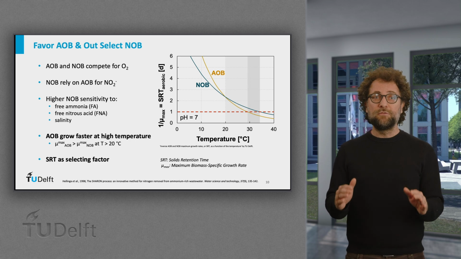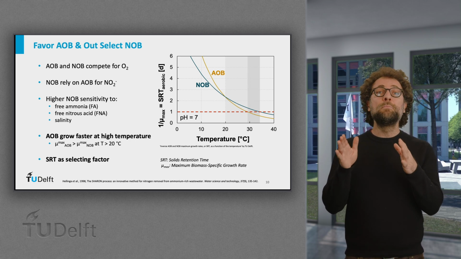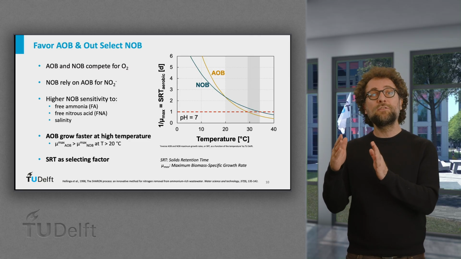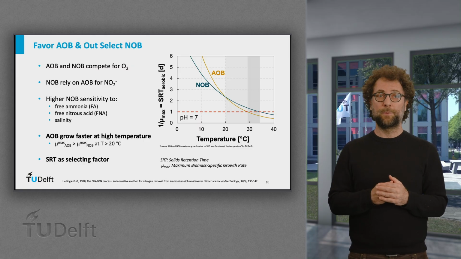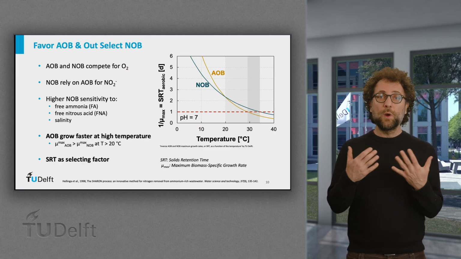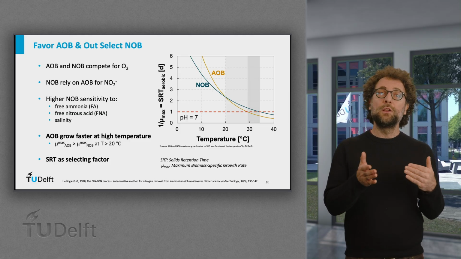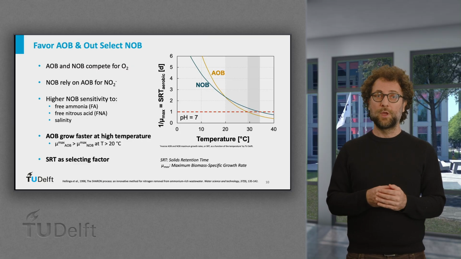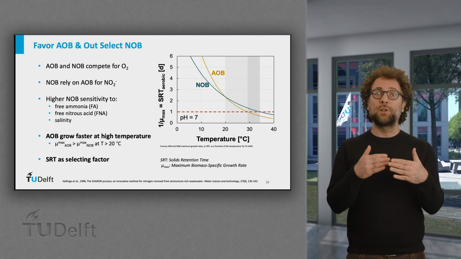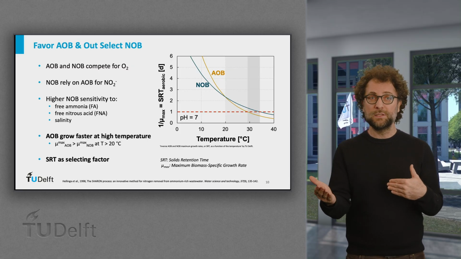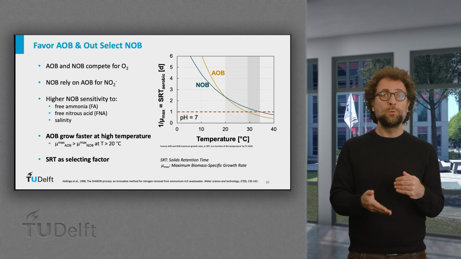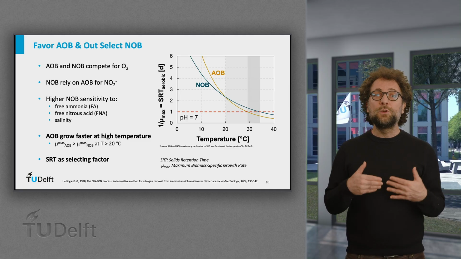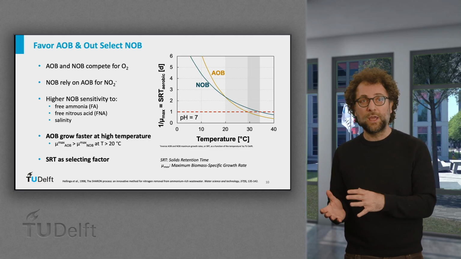In this graph, the inverse of their μmax, corresponding to the minimum retention time required to stay in the system, is plotted as a function of temperature at a pH of 7. As can be seen, above 20 degrees Celsius, AOB require a lower SRT. In other words, they grow faster than NOB. By maintaining the aerobic SRT, for example, at 1 day, above 28 degrees, the growth of AOB can be promoted while NOB are washed out. The SRT can thus be used as the sole selecting factor to favor AOB over NOB.